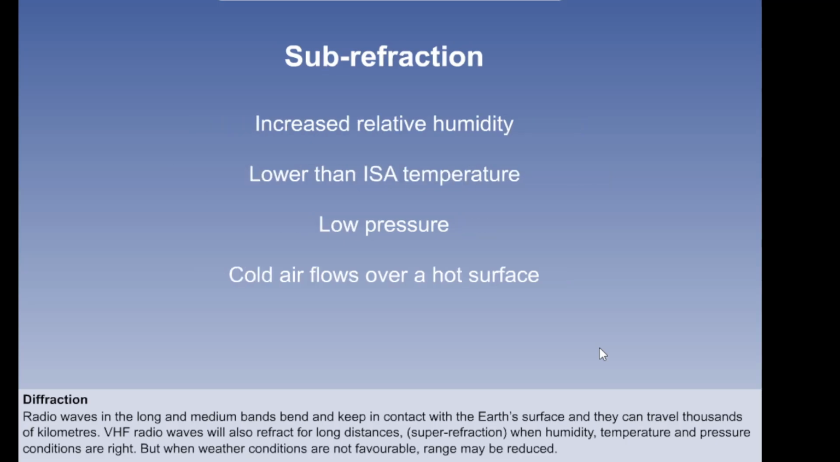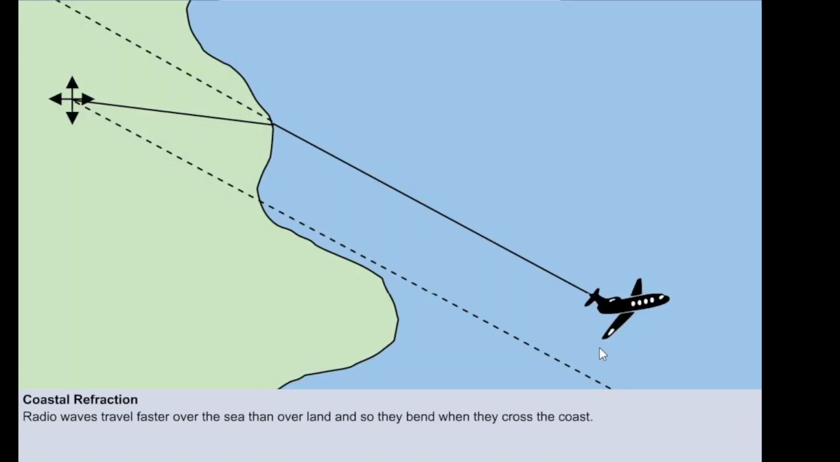Sub-refraction occurs in conditions of increased relative humidity, lower than isotemperature and low pressure, typically where cold air flows over a hot surface. It results in reduced range. However, not all refraction is beneficial.